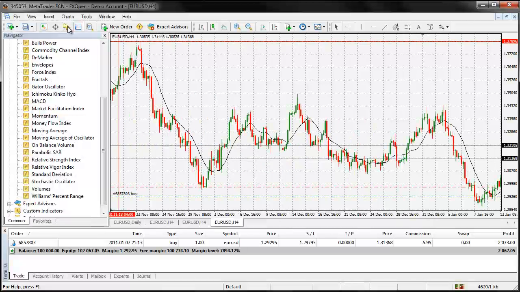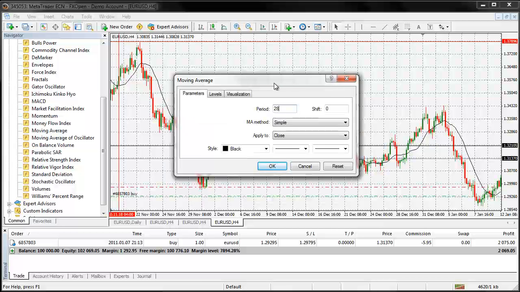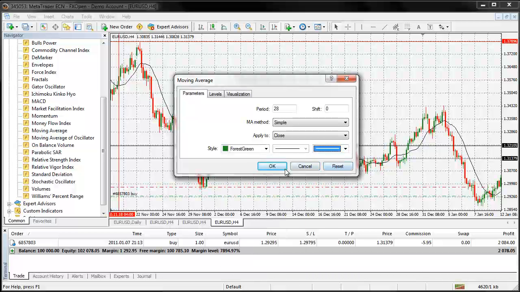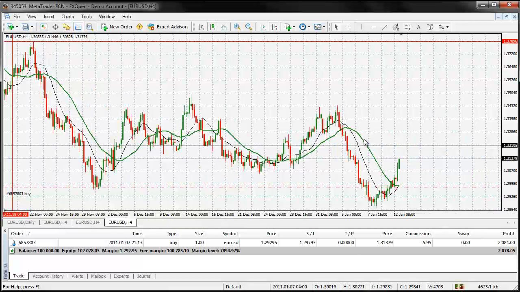Now we can apply a second one on here. There's no limit to the number of indicators that you can apply to your chart, but it's not going to make sense to make the whole chart congested to the point where you can't see anything. Let's change this to a color that would make some difference that we can see. I'm going to make this a bold color, forest green. Now this one was set to a 28 period.